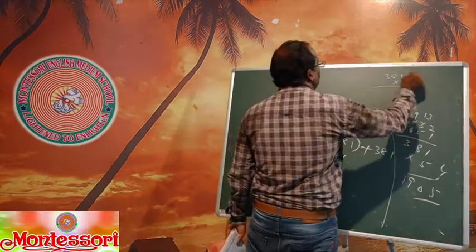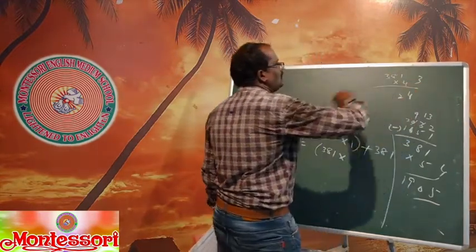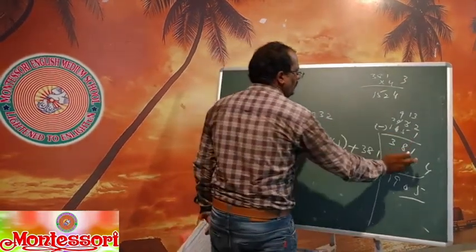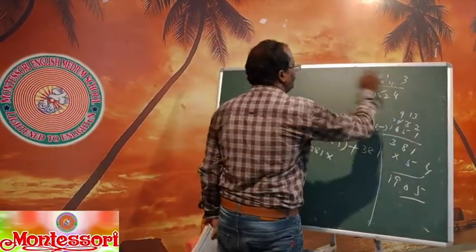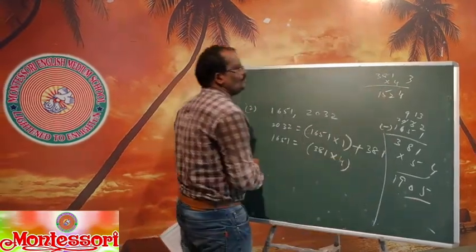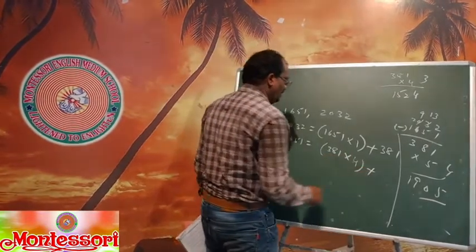4 times 8 is 32, 4 times 3 is 12, 12 plus 3 is 15. So with 5 it is the greater number, with 4 it is the smaller number. So the nearest number is 4. You write 4 here.